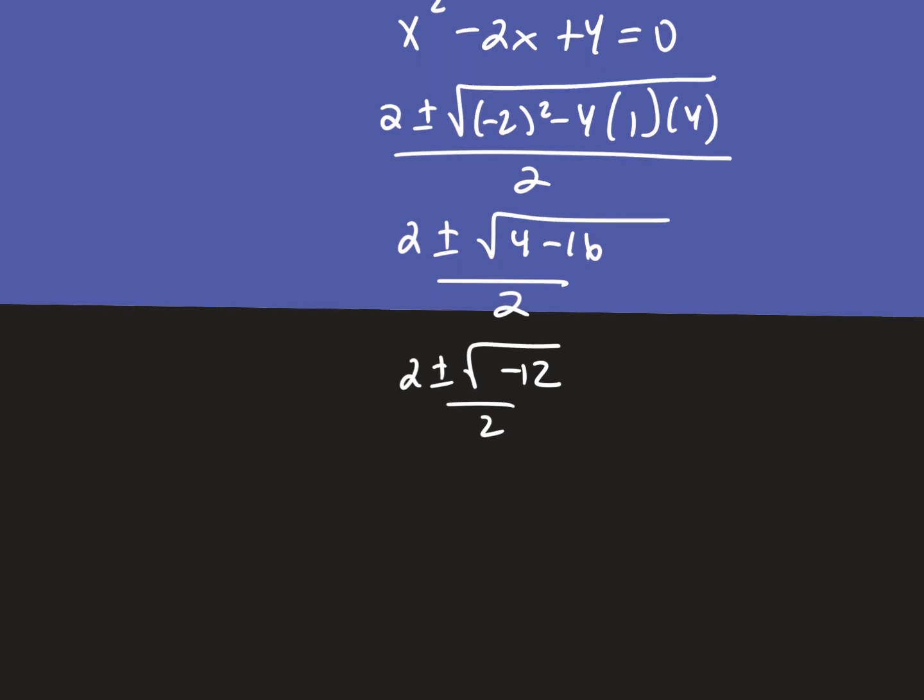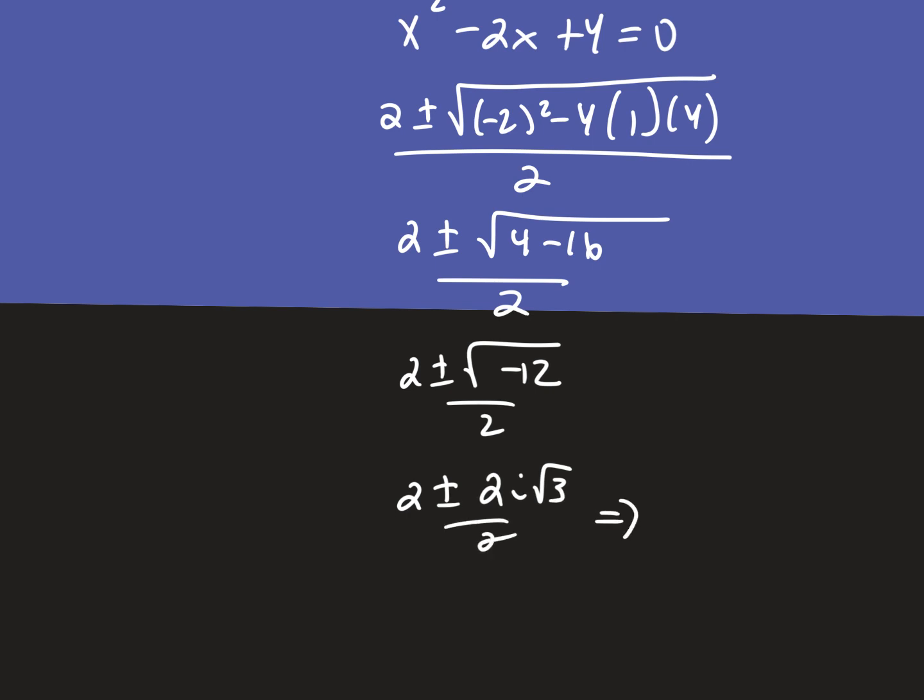Can I break that down? 2 plus minus, what do I break 12 into? 4 and 3. And then I have an i underneath there, so it's 2i root 3 over 2, which simplifies to what? 1 plus minus i root 3. There's my 2 other solutions.